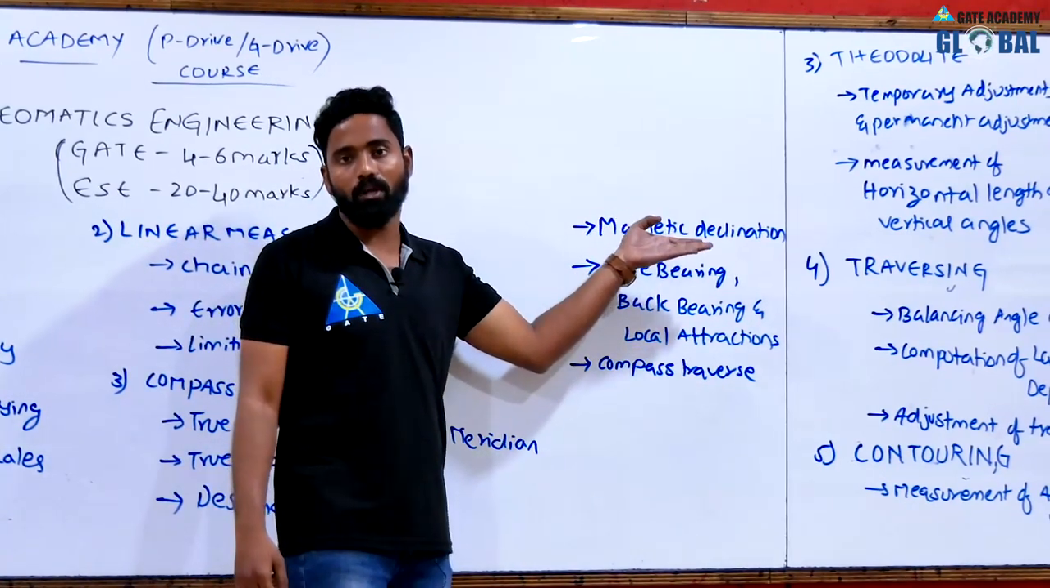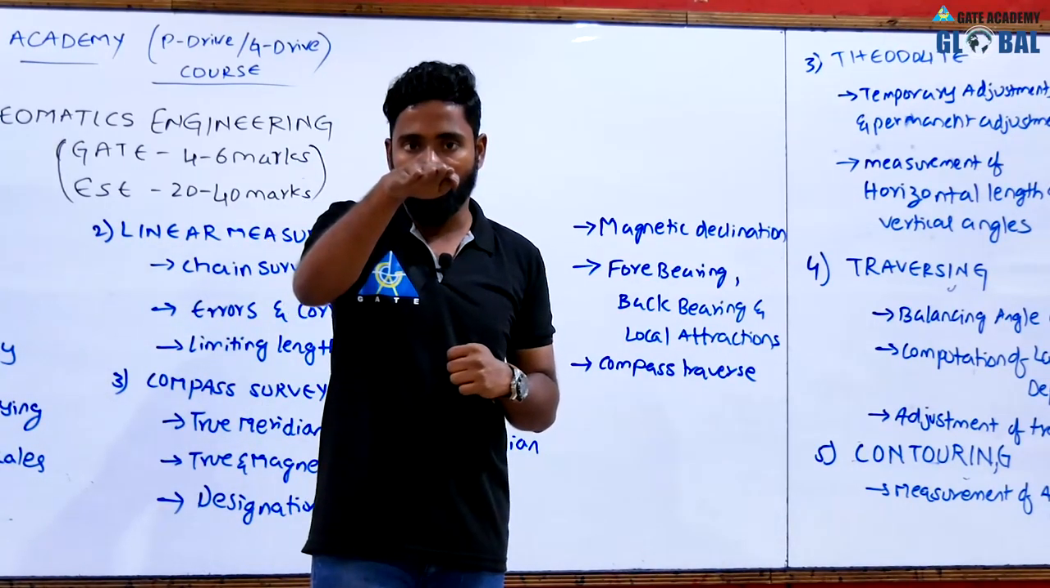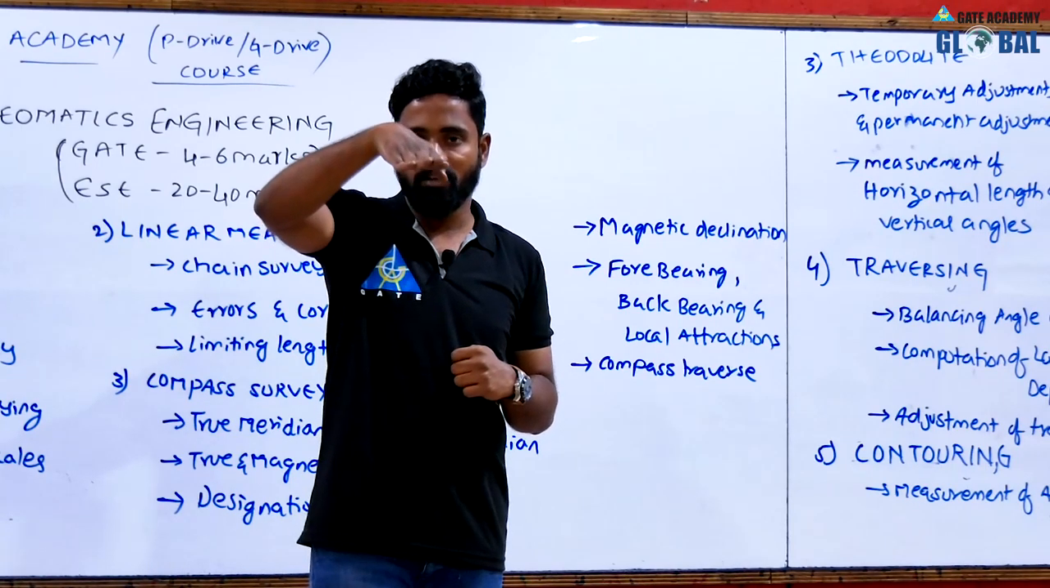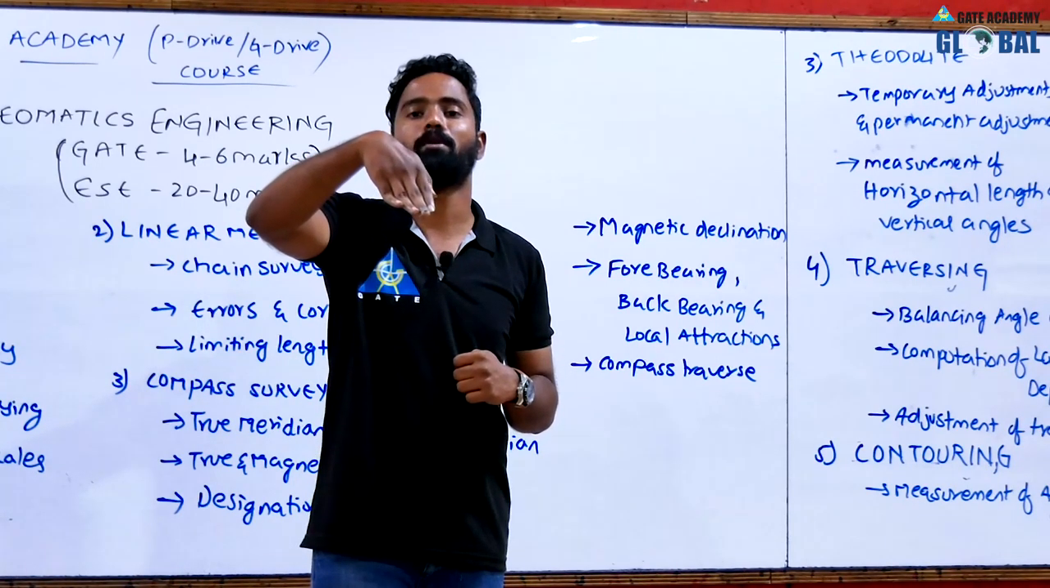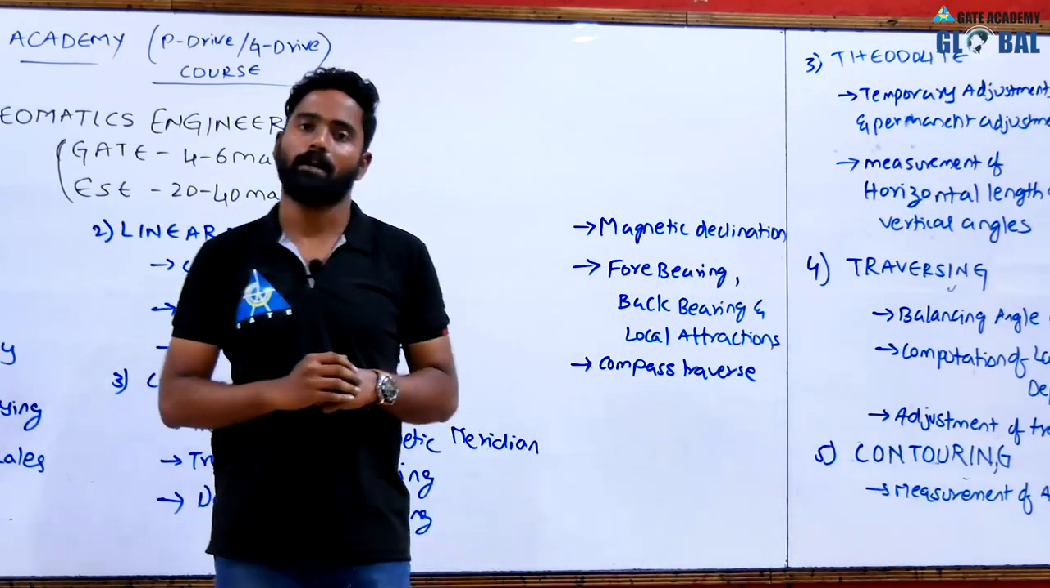And there is one more thing called dip. Dip is, instead of the needle being horizontal, it moves like this. That means the vertical angle. So, there is some dip over here. That is also because of the magnetic flux in this region, that is called dip.